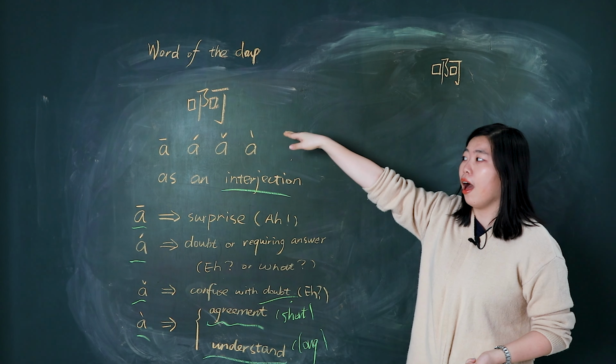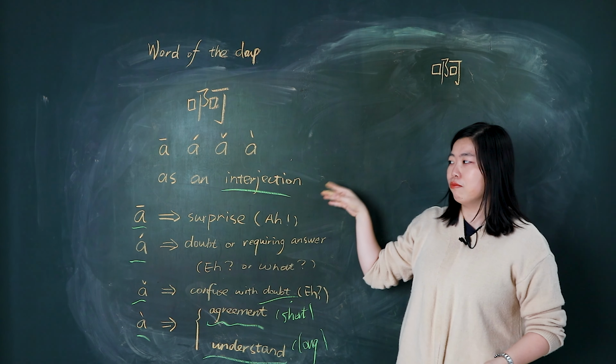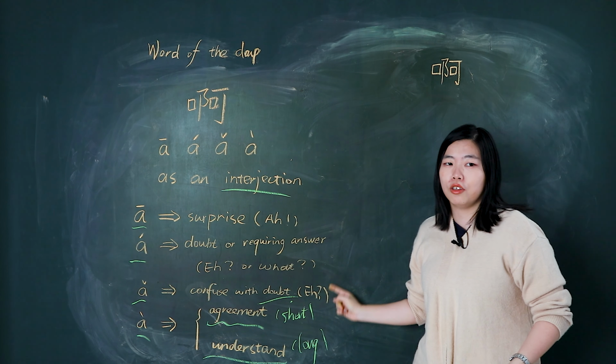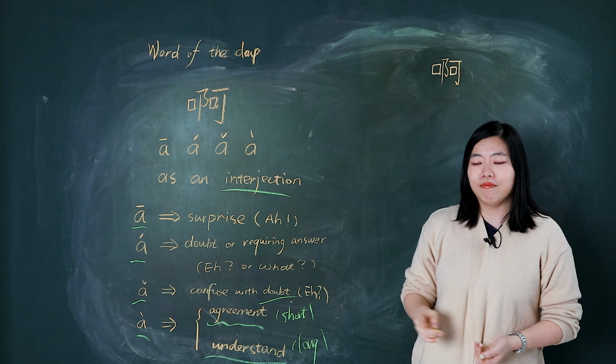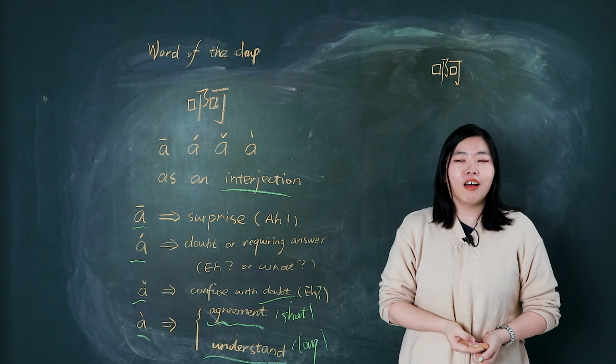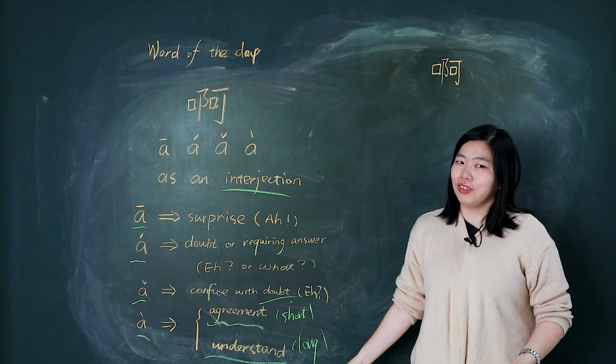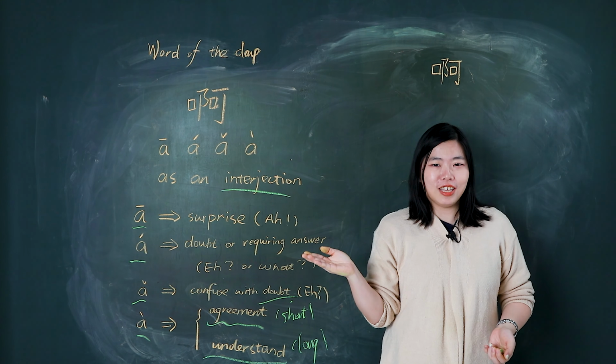You ask me a question. Teacher Sunny, why does ah have four tones? I say, okay. Well, finish watching this video. You will understand why. Then, after watching, you say, ah, I got it. Ah, 我懂了. Okay, did you get it? 你懂了吗?